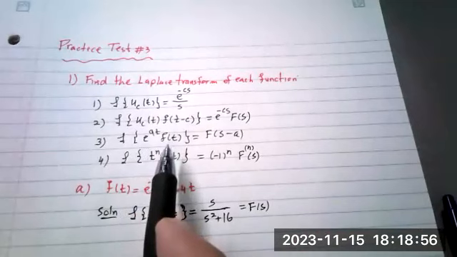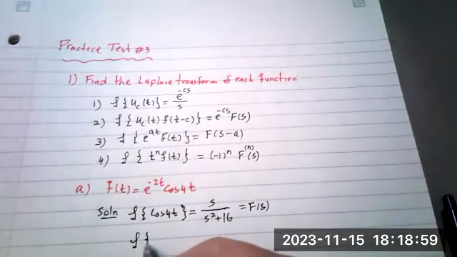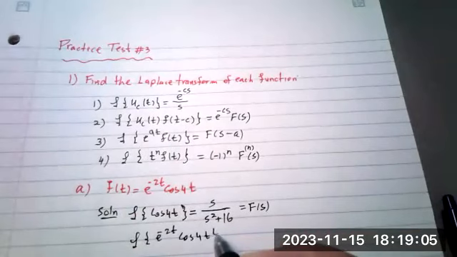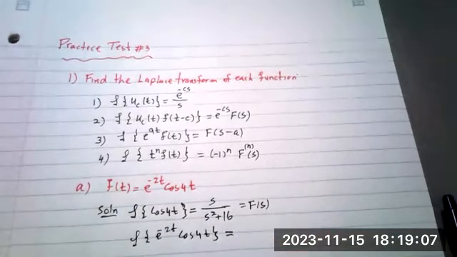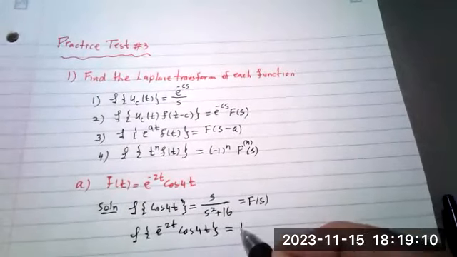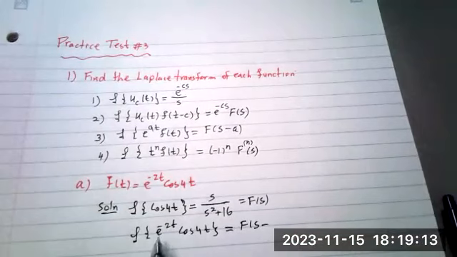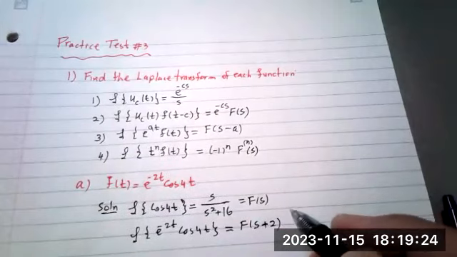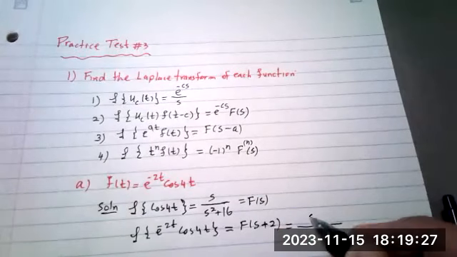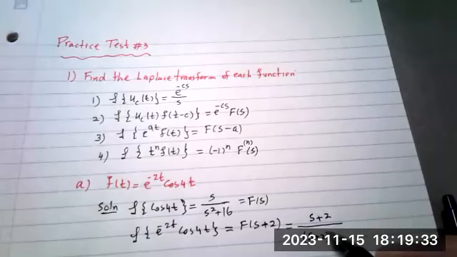Now you have the coefficient of the e over here, okay? So the Laplace of e to the negative 2t cosine of 4t is going to be equal to the F of s minus a, and a is negative 2. So it's going to be s plus 2. Then you substitute, and then you're done. So it's going to be s plus 2 on the top, and on the bottom, (s plus 2) squared plus 16, and you're done.